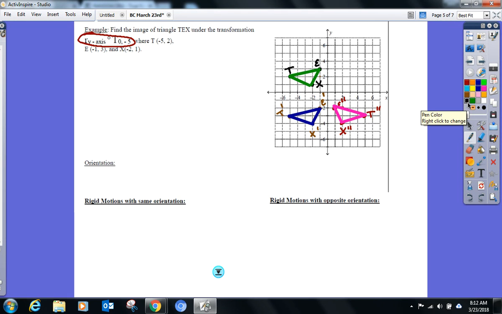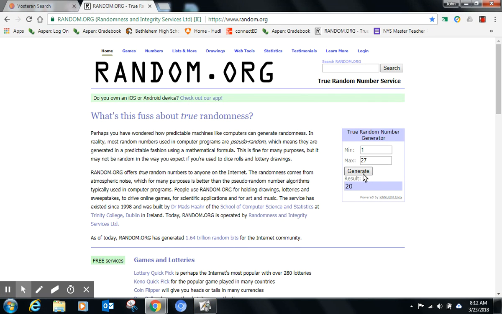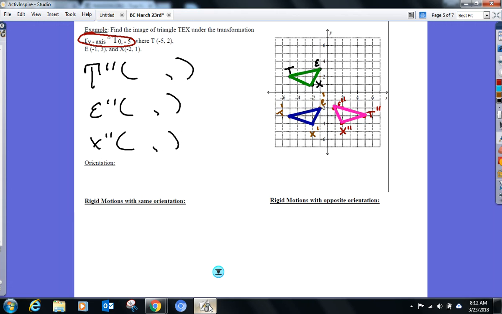And let me know the new coordinates now for T double prime, E double prime, and X double prime. Here you go. 20. Got it. You say 2, -4?